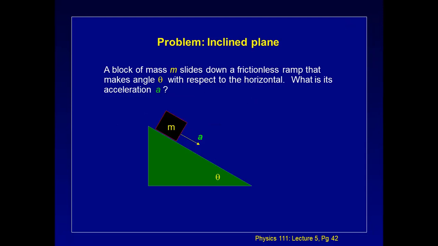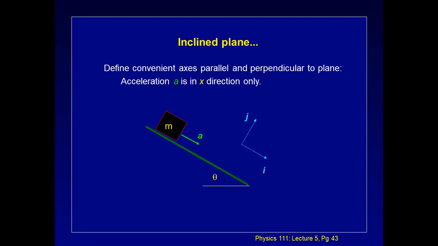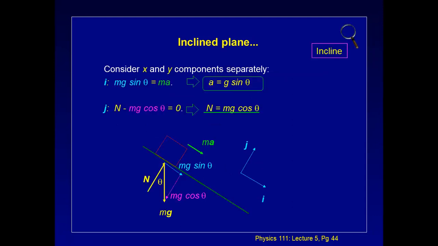A block of mass m slides down a frictionless ramp that makes angle theta with respect to the horizontal. What is the acceleration a? Define the convenient axes parallel and perpendicular to the plane. Acceleration a is in the x direction only. So if we consider the x and y components of the forces, mg sine theta is equal to mass times acceleration, or your a is equal to gravity times sine of theta. And then your normal force minus the weight cosine of theta is equal to 0. Hence, your normal force is equal to weight cosine of theta.